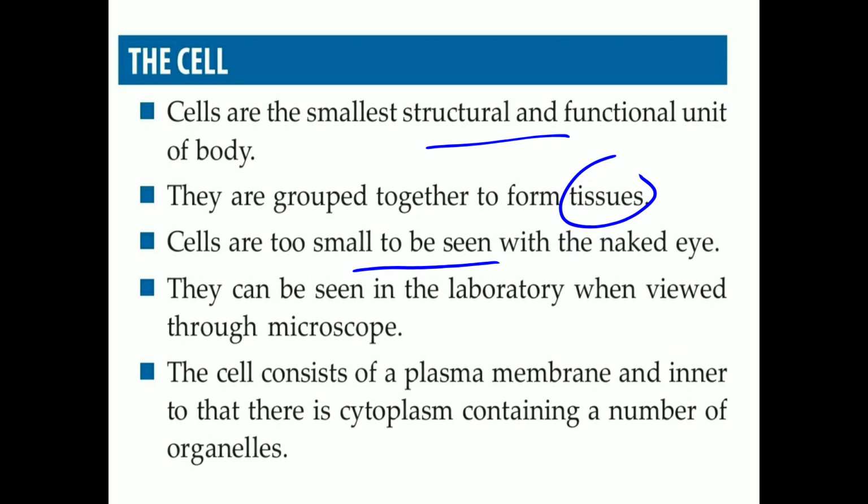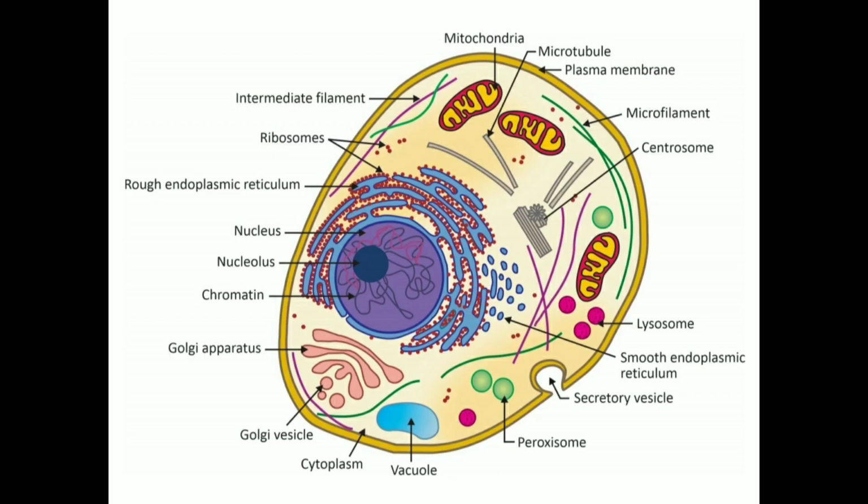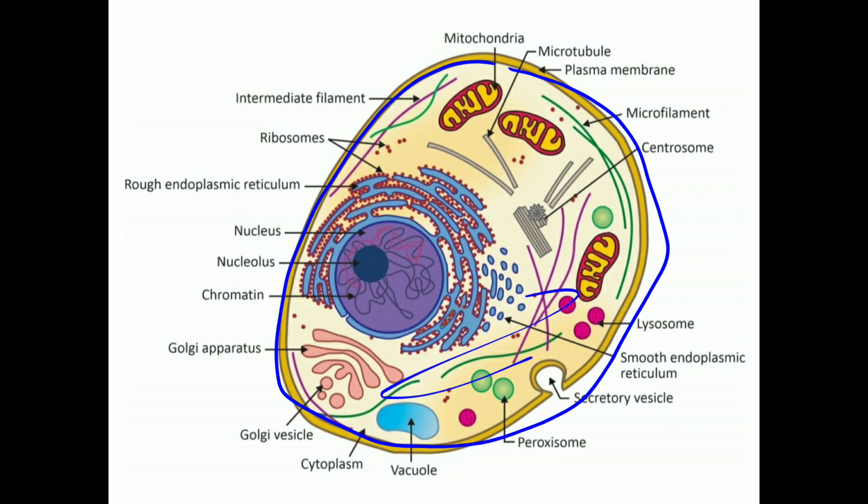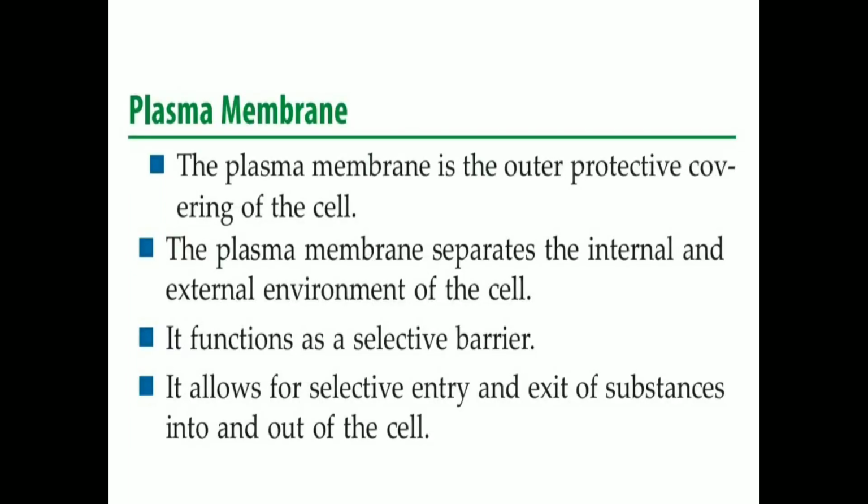The cell consists of a plasma membrane, and inner to the plasma membrane there is cytoplasm containing a number of organelles. You can see the diagram. This outer membrane is the plasma membrane, and inner to it is the cytoplasm, which contains various organelles within it. Examples include nucleus, mitochondria, ribosomes, endoplasmic reticulum, Golgi apparatus. So let's see each of them.